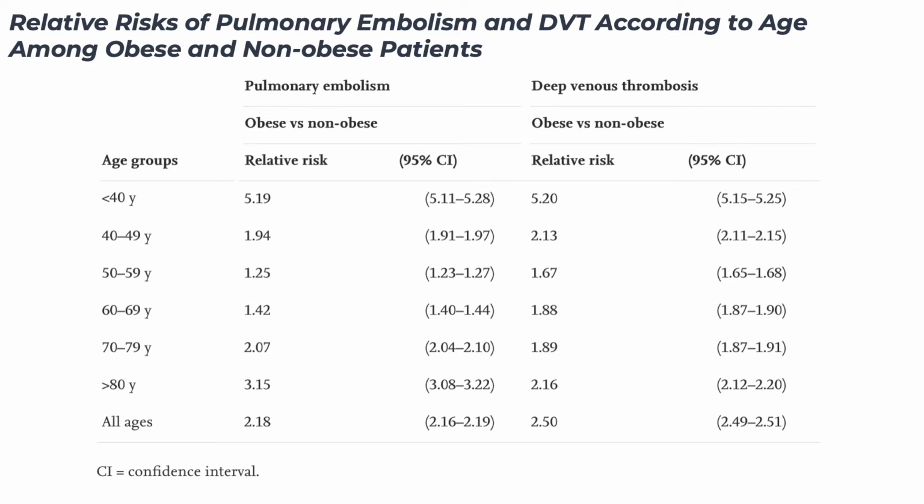of the age group. Additionally, it is important to note that all age groups revealed an increased risk relative to non-obese patients with a 95% confidence interval. The confidence interval indicates that we are 95% confident that these findings are in fact true and not coincidental.